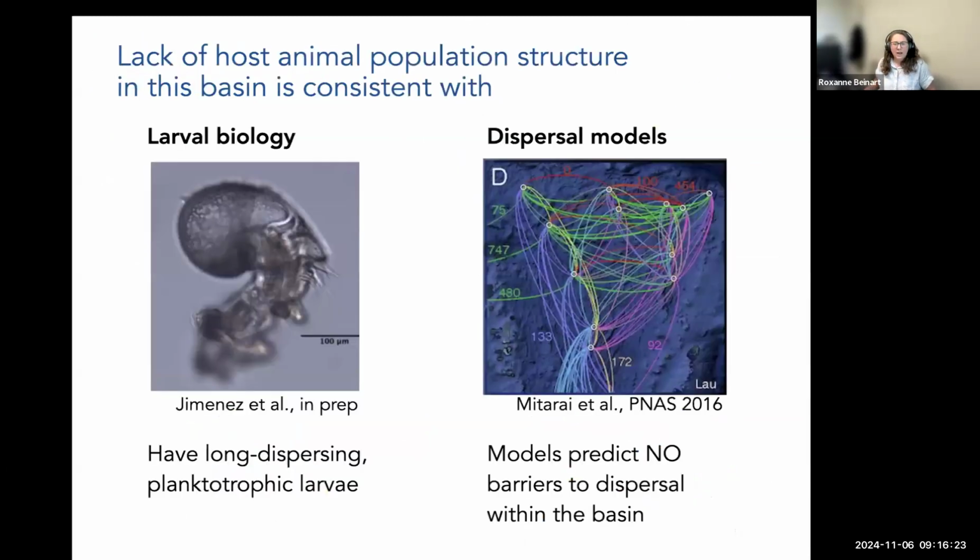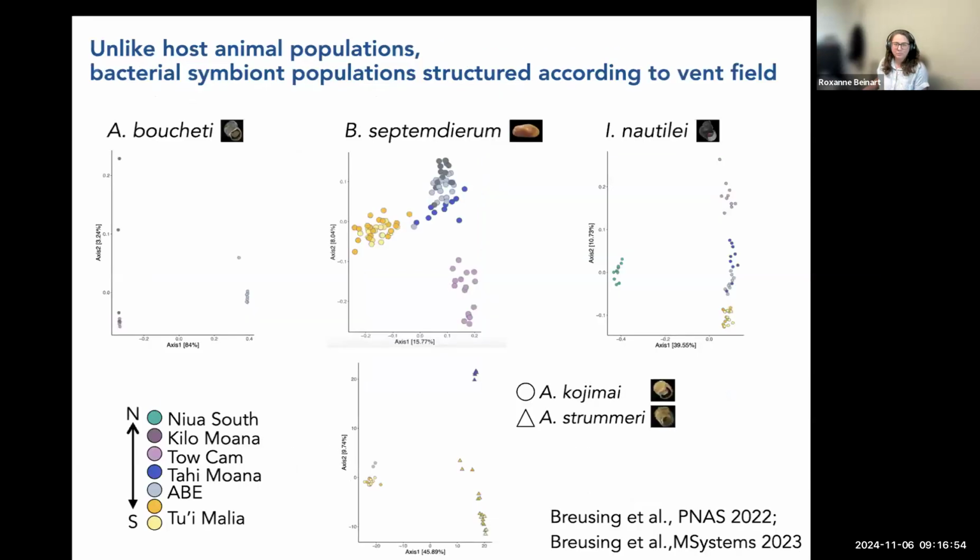and that they're pretty well mixed. And this ties in nicely to what we know about larval biology, which is not much, although soon will be more through Sean Arellano's work in her lab. But there's a suspicion that these are long dispersing planktotrophic larvae that are able to be in the water column for a long time. And then there are some models that also predict that there are no barriers to dispersal within this basin. And again, so this then fits nicely with this idea that these larvae are dispersing over long distances between these vent fields without barriers.